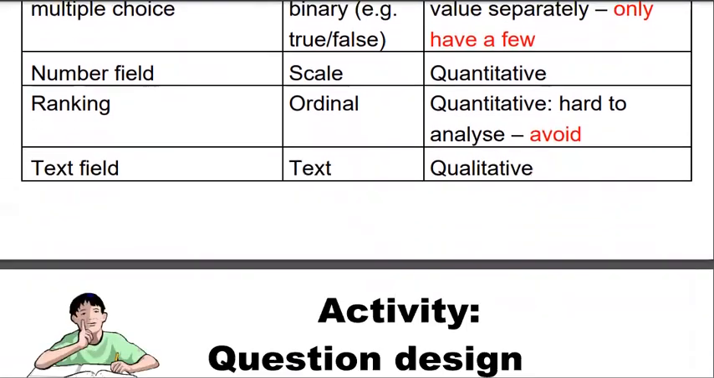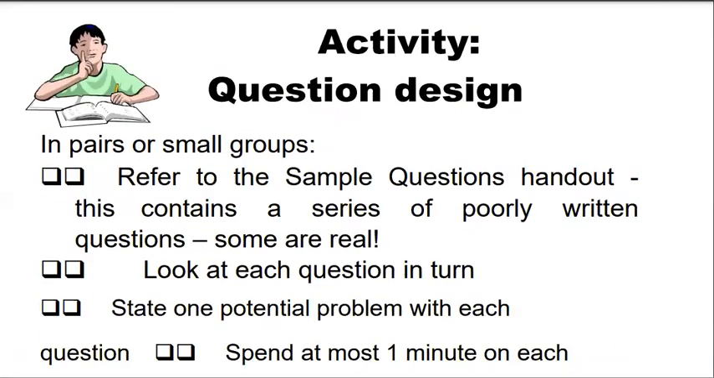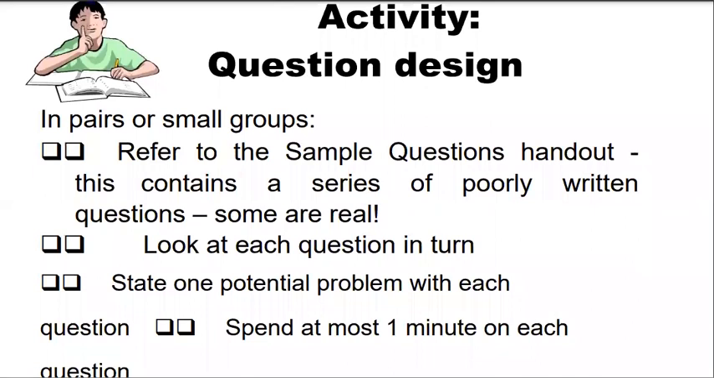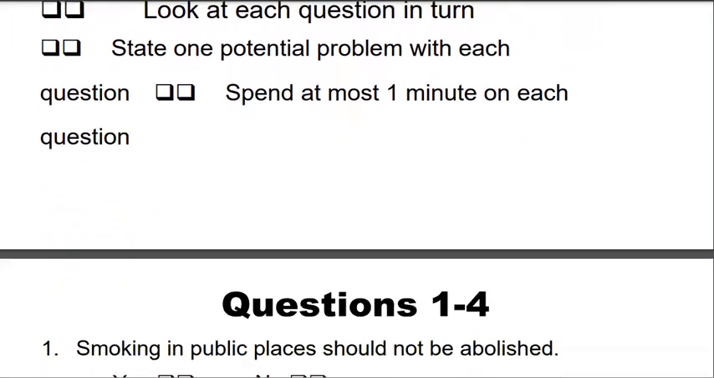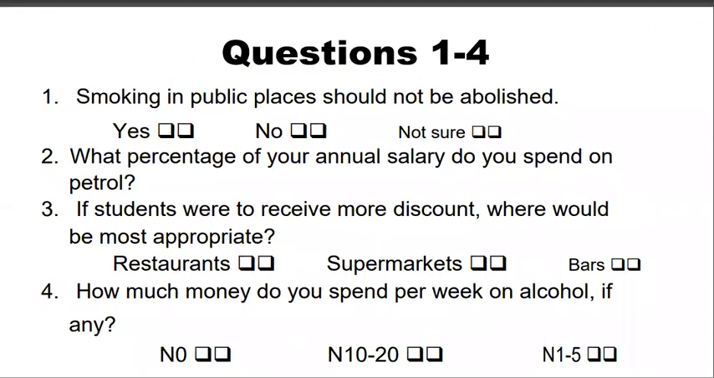Okay, next thing is we have some activities here. You have some sample questions. You could work on this on your own or with somebody around you that you're taking this course with, in pairs or small groups. Refer to the sample questions handout, look at each of them, spend 1 minute on each question, and try to see what is wrong with each of them, from question 1 to 4. What do you think is wrong?